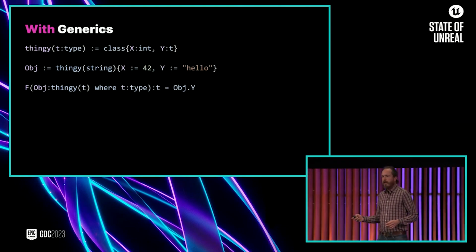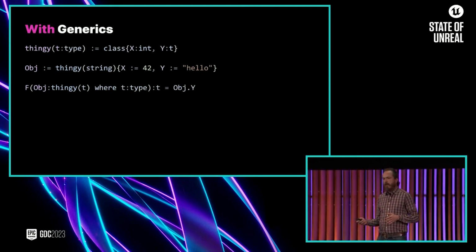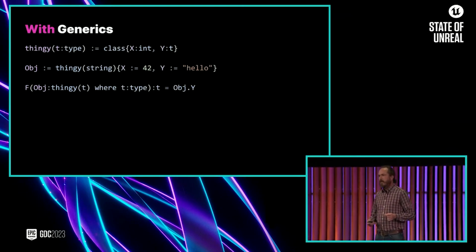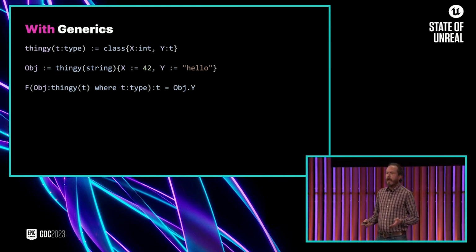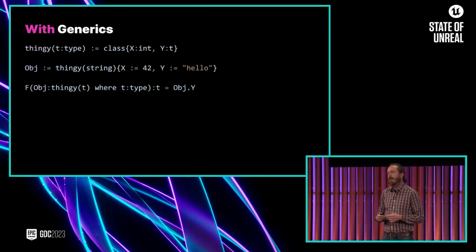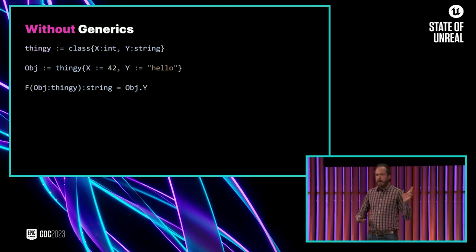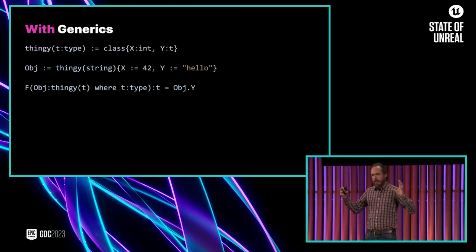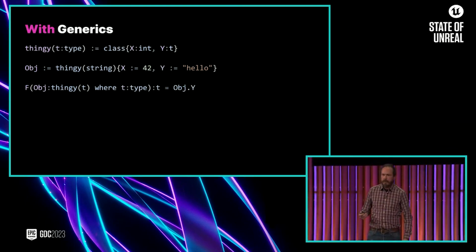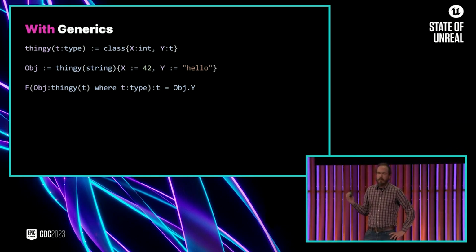So instead of defining thingy as a value that is just a class, I've defined it as a function over type. So thingy is now a function that takes a type and returns a class. And the class that it returns is a class where the y member has the type t that you passed into thingy. So here you can see that instead of instantiating the object by saying thingy and then the squiggly braces, I'm instantiating it by saying thingy and then in parentheses string and then the rest. So that tells us that we're instantiating a thingy where the t is a string.